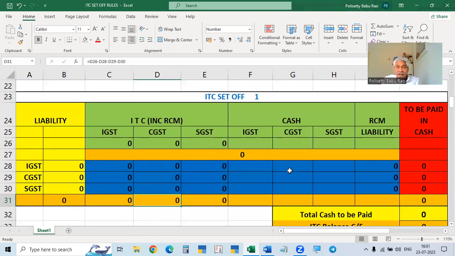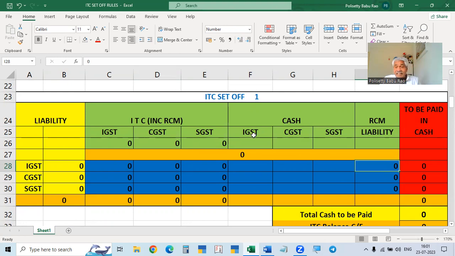So that is the sheet I prepared. Except this, if there is RCM liability, reverse charge mechanism liability, I told you already that no ITC can be adjusted against RCM liability. RCM liability is always to be paid in cash, with no set off. After paying cash, that amount can be added to the ITC.